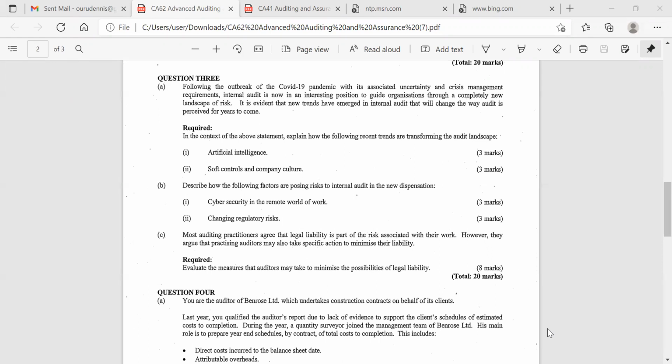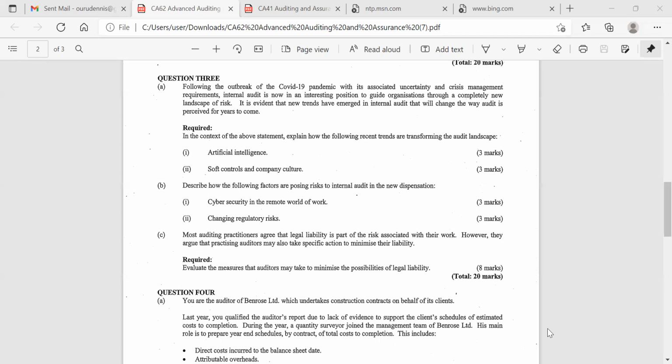This is a new landscape of risk where you are actually going to audit activities and audit risk or perform risk assessment of employees who are totally not there with you. You are the internal audit, auditing people who are not even there physically. You don't even know what they're doing. Very interesting. It is evident that new trends are emerging in internal audit that will change the way audit is perceived for years. Now auditors are using new trends, but just forget about that a little. Come to the requirement.